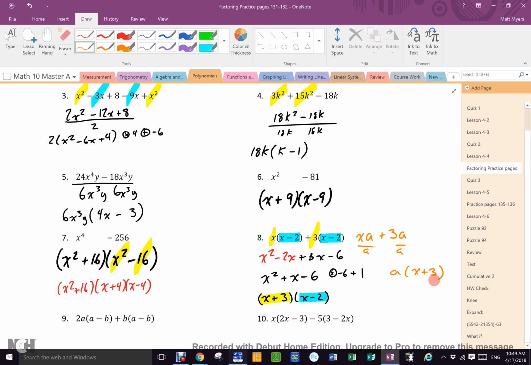Does everyone see what I did there? I said that this thing that was the same in both of them, I just made it another letter. Look at how much easier it was. Take out the a, x plus 3. Well, a is x minus 2, so what would I write there now? X minus 2. And then I get the same answer in how many steps? 1. Does everybody see the trick? Okay. Have a look at 9.